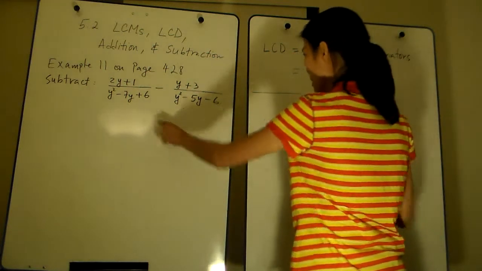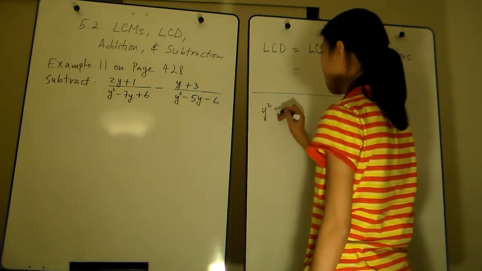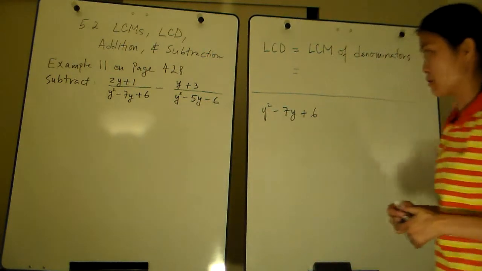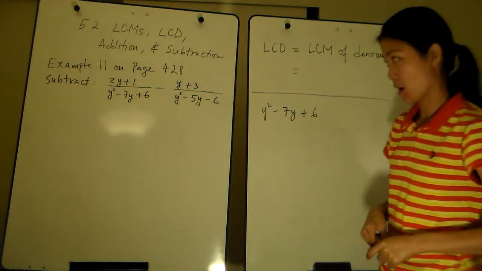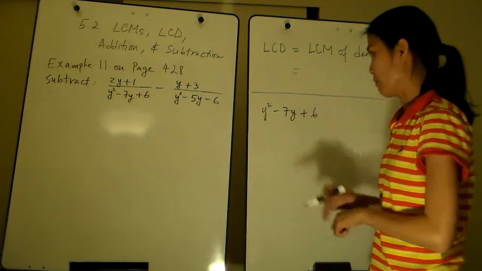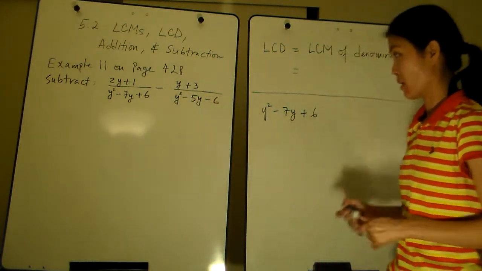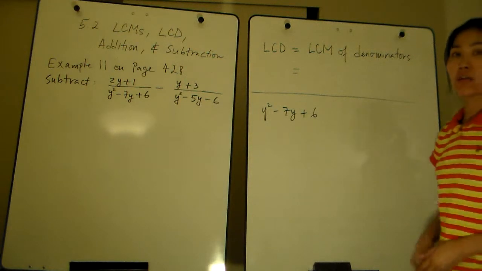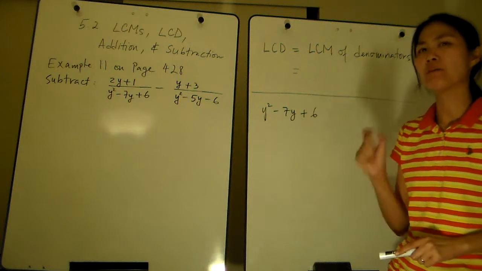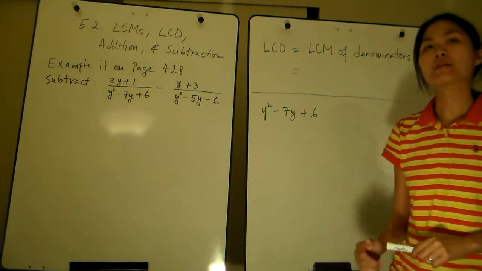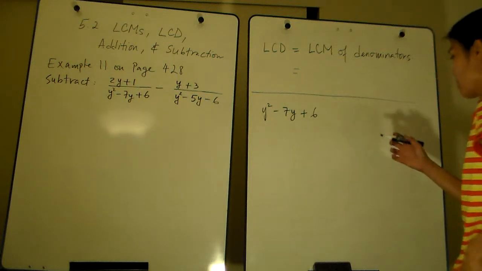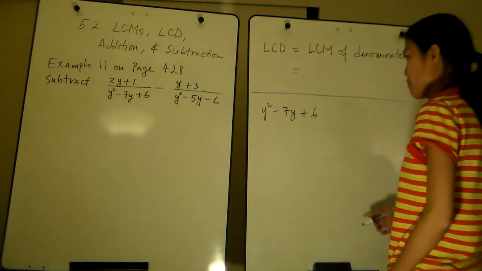So this denominator right here is y squared minus 7y plus 6. Now, to find the LCM, you need to factor this denominator, and you also need to factor the second denominator. And you're going to take all the unique factors, but you take the factors with the highest degree or the highest power. All right, let's try to factor this first denominator.